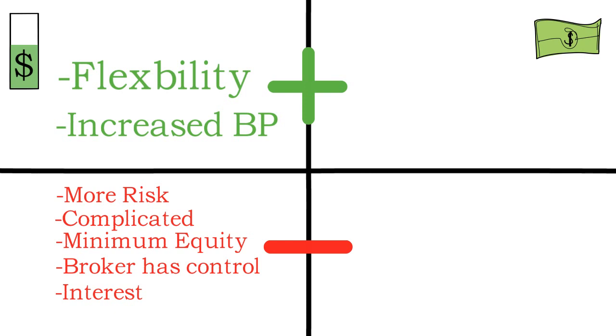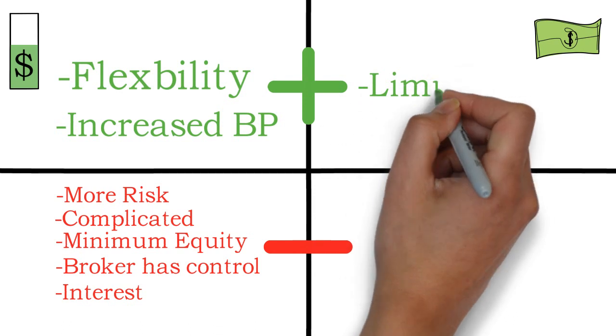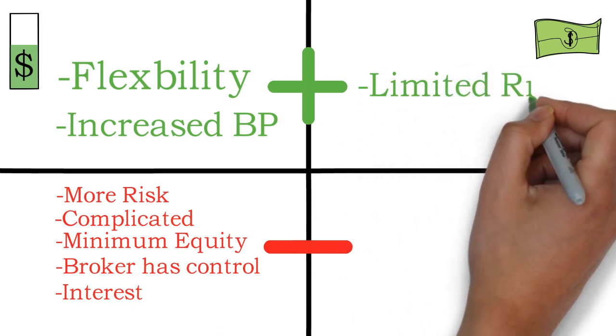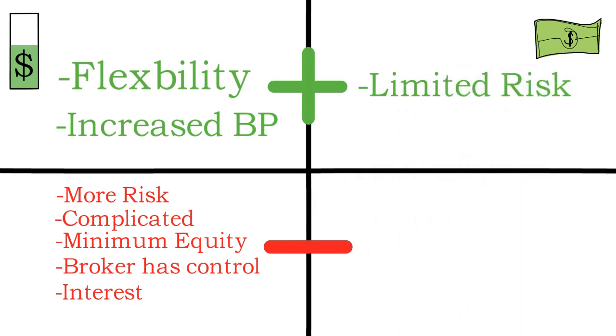Now that you've heard the pros and cons of margin accounts, let's move on to the pros and cons of cash accounts. Once again, I'll start with the pros. The first pro is the limited risk in a cash account. You deposit money to a cash account and that's all you can lose.